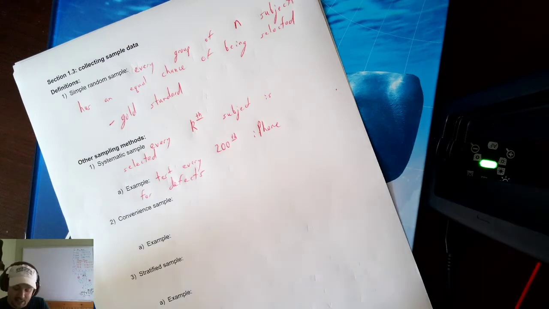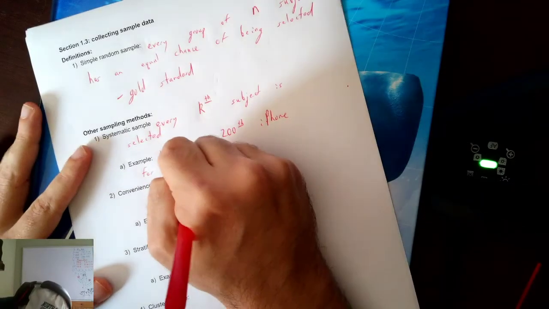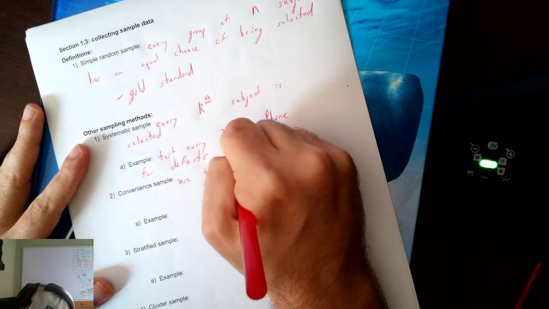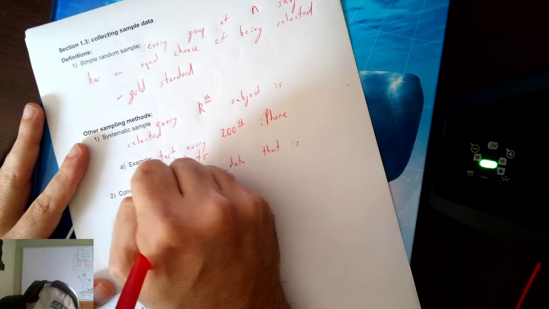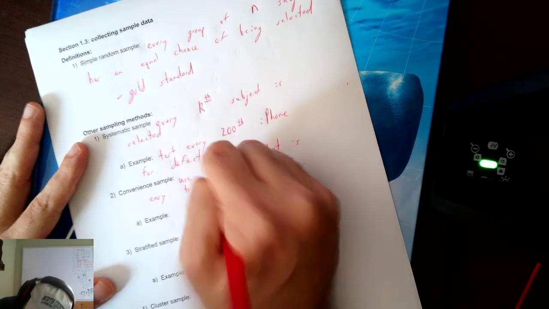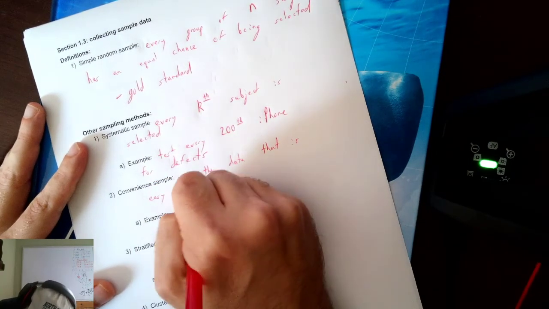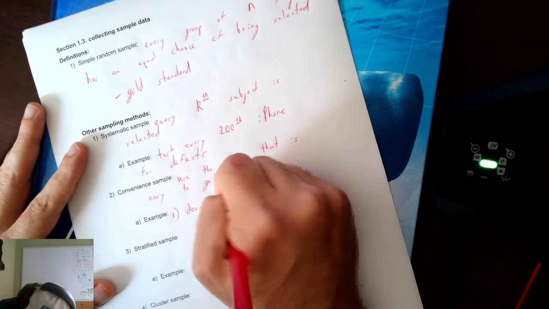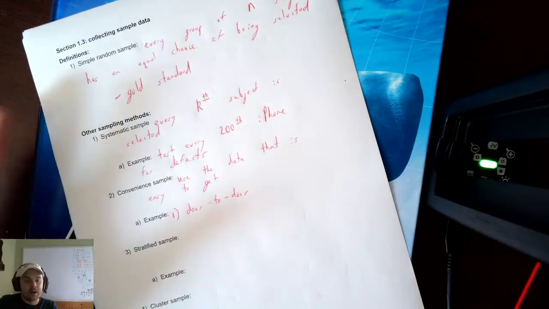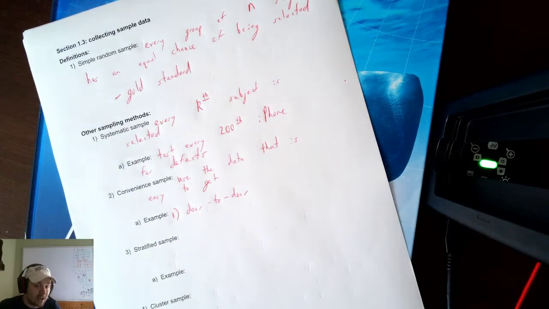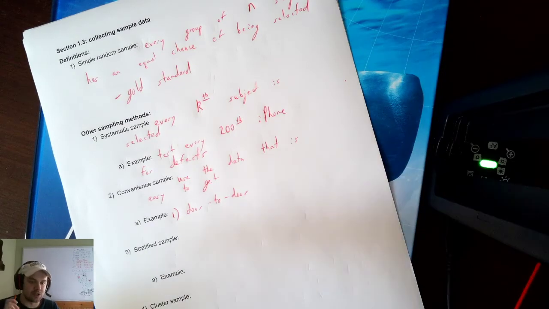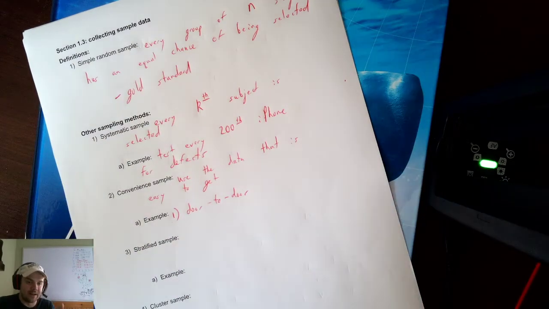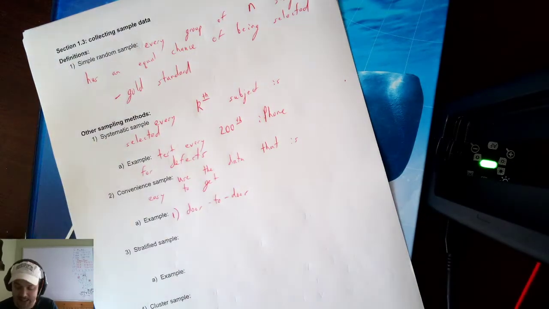Another is convenience. Here, you use the data that is easy to get. And we're going to have 2 examples. The first, door-to-door. You walk around your neighborhood going door to door and collect the data that way. Pretty easy to do, right? You just got to walk out the door and go to places. You don't need to select people. You just go door to door, knock on the door. Hey, you want to fill out this survey? Yay, nay. Pretty easy, right?